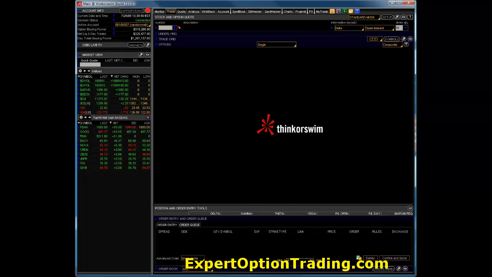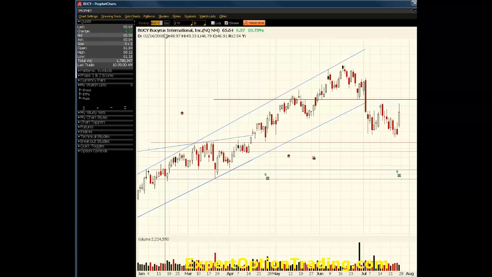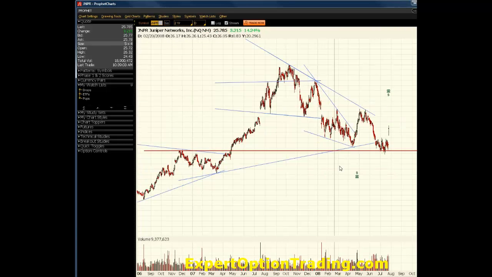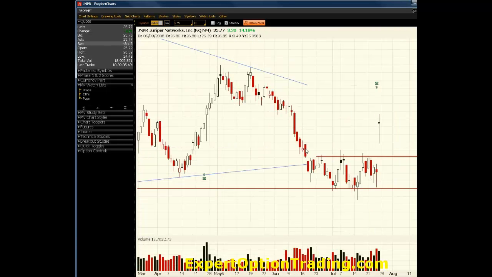Juniper, JNPR. Let's take a look at Juniper. Juniper also has been trading down, but within the last month or so, it's actually been trading in a sideways movement. So volatility probably is relatively low, and it's trading up very, very high today. So that's a potential candidate.